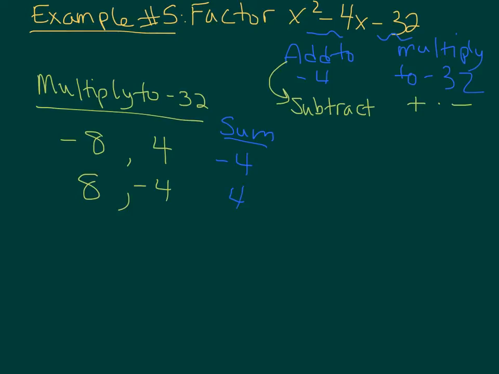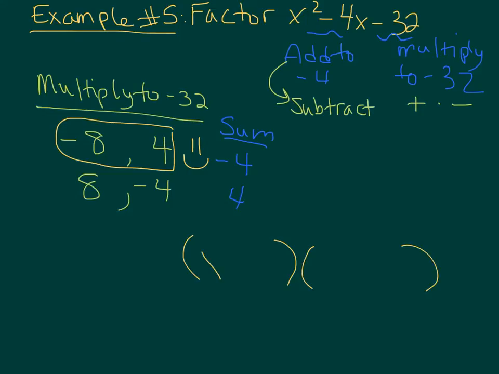and this top one right here is what we're looking for, so we know that our answer is going to be -8 and 4. So now we're going to write our solution as (x )(x ), then you put in the -8 and you put in the +4. Make sure that you get the right sign with the right number, otherwise it's going to be wrong.